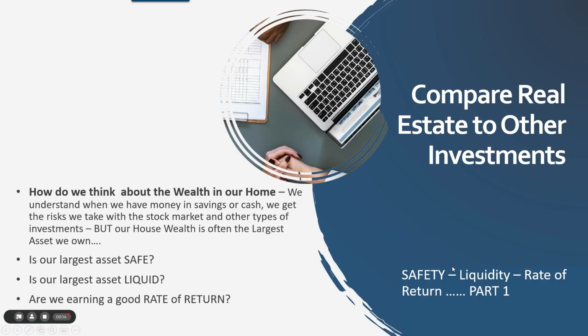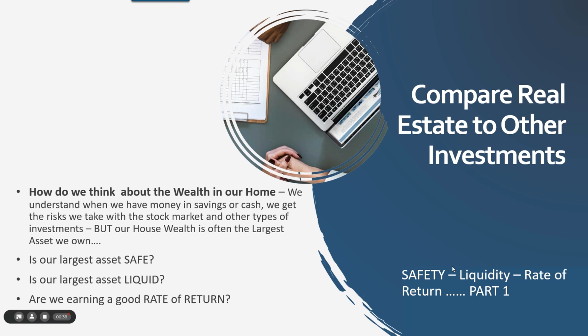All right, so when we start thinking about the real estate we own and compare it to other investments, there are three things we compare investments by: safety, liquidity, and rate of return. We understand that when we have money in savings or cash, we know where that money is, how to get to it, and that it's safe. When we put money into the stock market and other investments, we're taking risk.